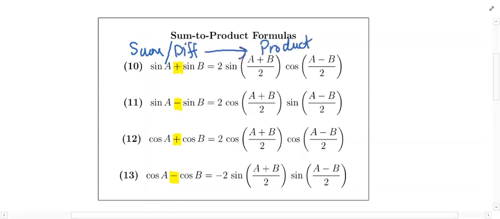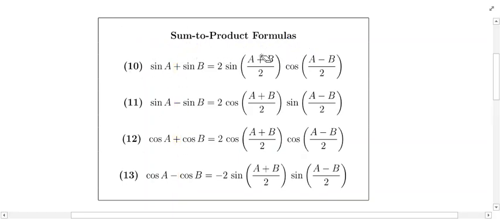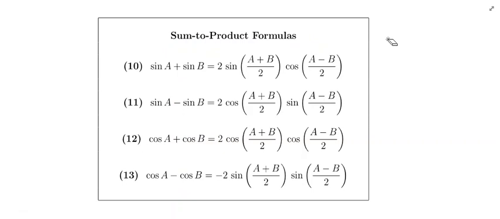Okay, so let me go ahead and read through these. The first one, in equation 10, tells us that the sine of A plus the sine of B is equal to 2 times the sine of (A plus B) over 2 times the cosine of (A minus B) over 2. And then the sine of A minus the sine of B is equal to 2 times the cosine of (A plus B) over 2 times the sine of (A minus B) over 2.